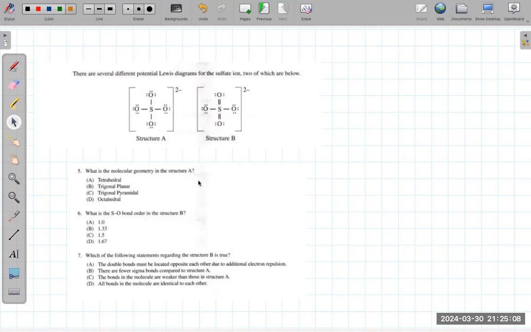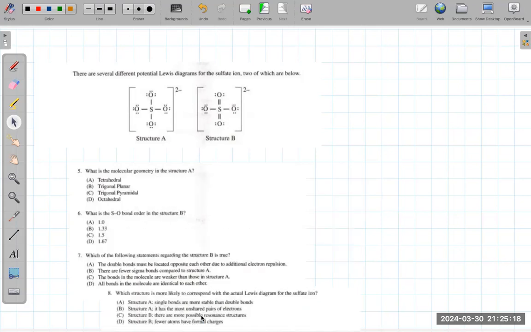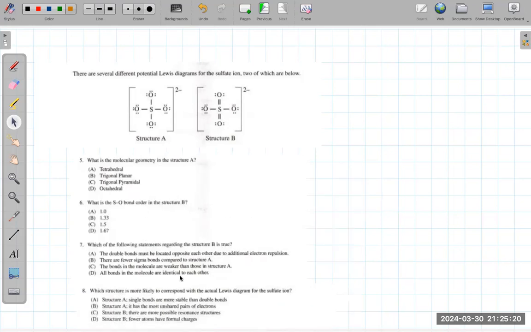He said this is for questions from 5 to 8. This is 8. Okay, he gave me the sulfate and told me I have 2 Lewis diagrams for this sulfate. And then he asked what is the molecular geometry in structure A. So structure A, what is the molecular geometry?